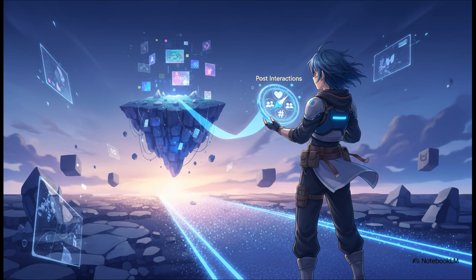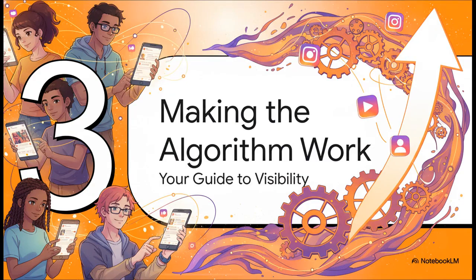By understanding that each part of the app plays by its own rules, you can start tailoring your content for each one and really maximize your potential to be seen. Okay, so we've cracked open the black box. We know there are 4 different algorithms pulling the strings, but the real question is, how do we make them work for us? Let's get into some practical strategies.